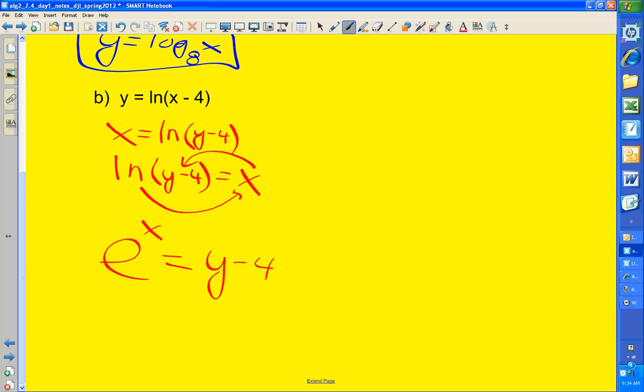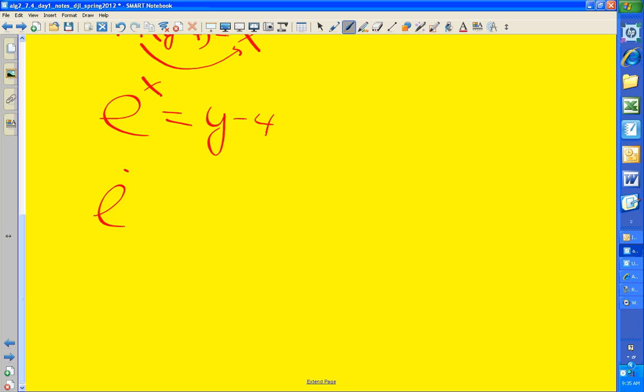Now, how do I solve for y? Add 4. Don't add it to the x. It's e to the x plus 4 is equal to y, or y equals e to the x plus 4. Make sure that x is the power and the plus 4 is after. This is a 0, 4 translation vector on that parent graph.